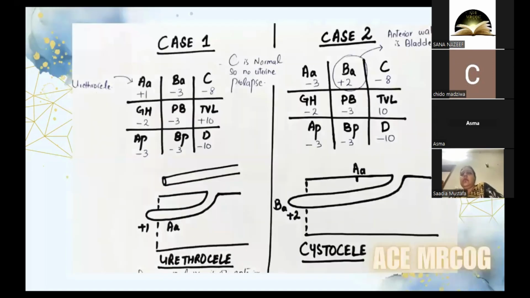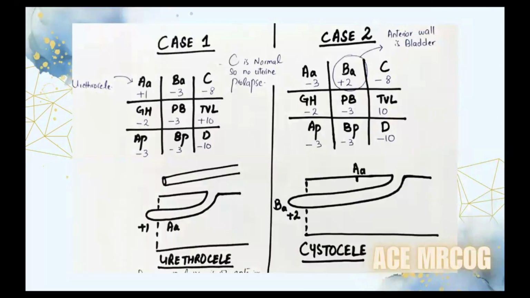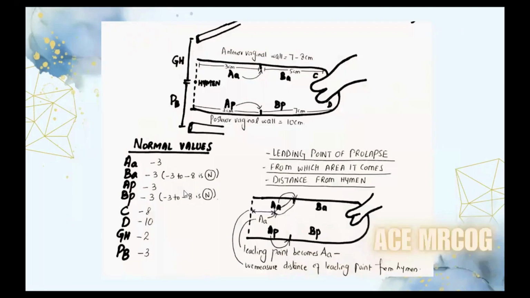Okay, so I have made a few more diagrams for you. Let's see case number 1. So this is case number 1, and this is a normal grid. And just by seeing it, you can simply tell that AA has prolapsed because the value is +1. We know that the normal value is -3. So this means that the point AA is +1, means it is 1 centimeter outside the hymen.